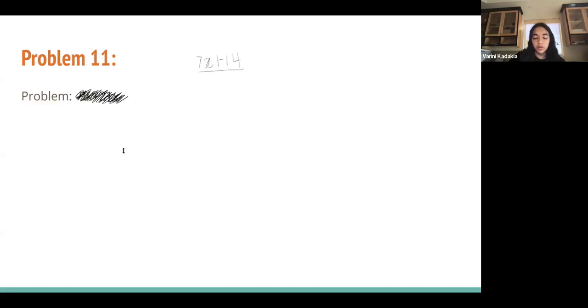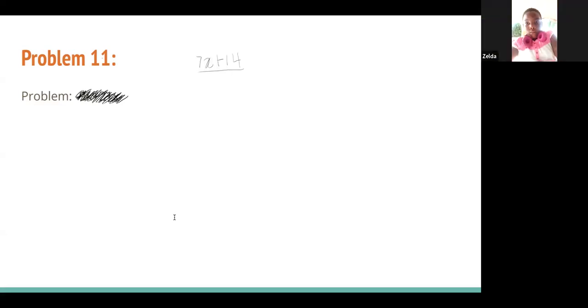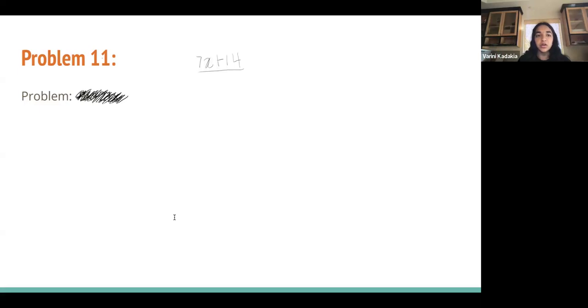Okay. I'll go over the solution now. So let's first find our two factors that we need to work with and find a common factor. So the first one would be 7.